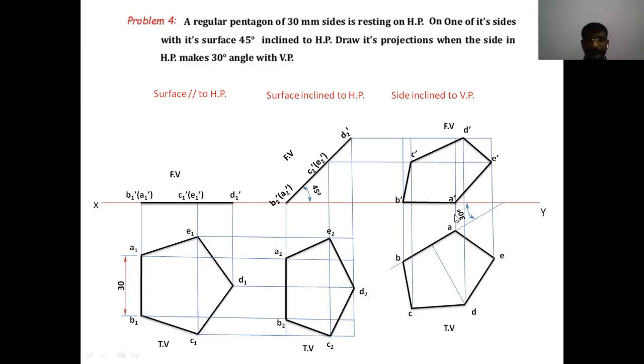These are the two problems I explained in this class. I will explain the remaining problems in the next class.